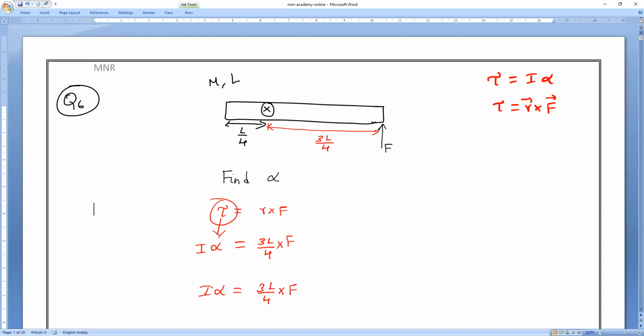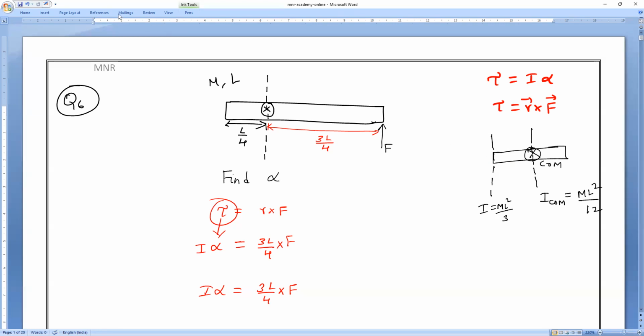Now see, I means what, everybody? What do you mean by I, all of you? I means moment of inertia. So now moment of inertia at this point, what is that? We want to know. We have not studied till now, but we have studied two things. Moment of inertia through center of mass. How much, guys, is it? Moment of inertia through center of mass is equal to ML square by 12. But now if it is at the edge, at the corner, we all know that I is equal to ML square by 3.